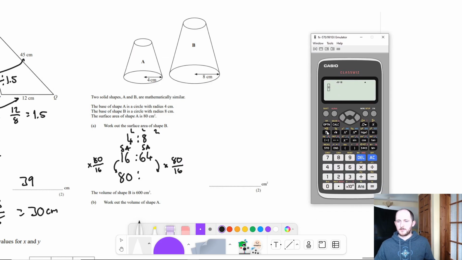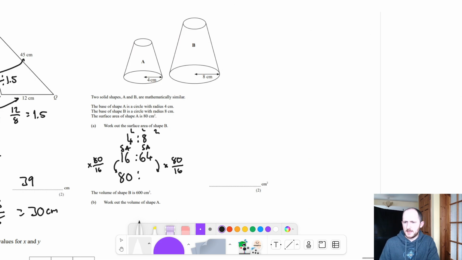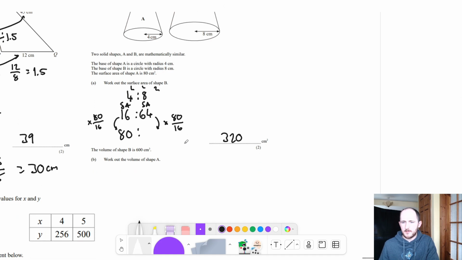And hopefully that makes sense. It basically just depends on how many dimensions you have. What I mean by that is a length is one-dimensional, an area is two-dimensional, so you square it. Volume is three-dimensional, so you cube it. 80 gives 320 centimeters squared.